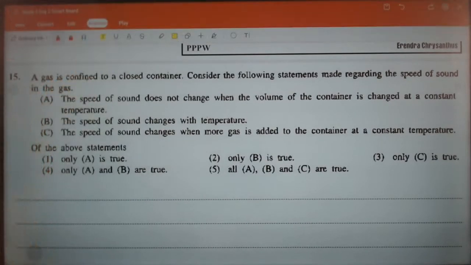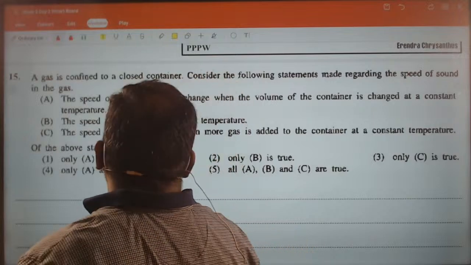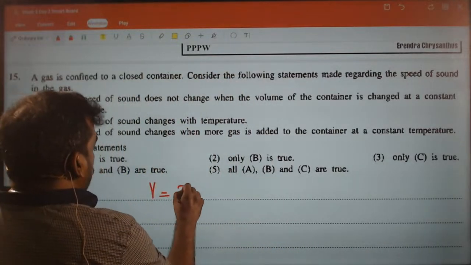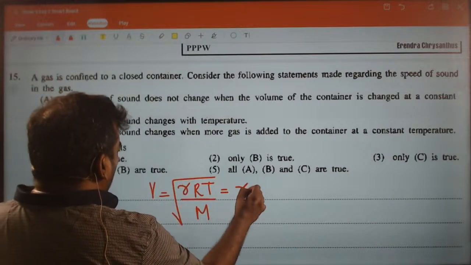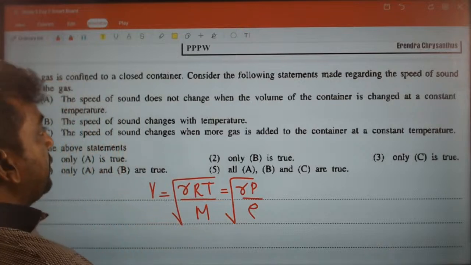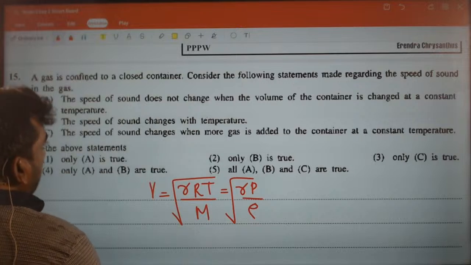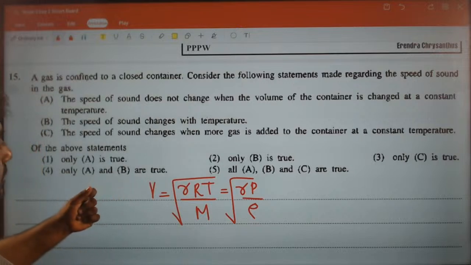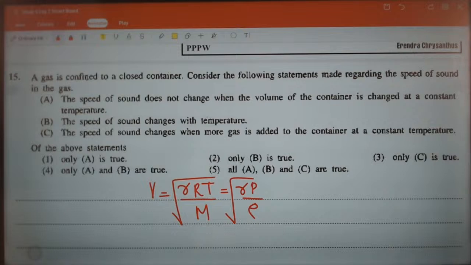A gas is confined to a closed container. Consider the following statements made regarding the speed of sound of gas. Speed of sound of gas depends on square root of gamma RT over molar mass. Also you can say square root of gamma P over rho. Right. Speed of sound does not change when the volume of the container is changed at a constant temperature. So when the volume is changed, density will change. When density changes, pressure might be affected. Be careful. Pressure might be affected.